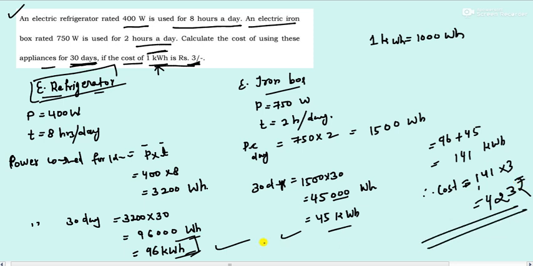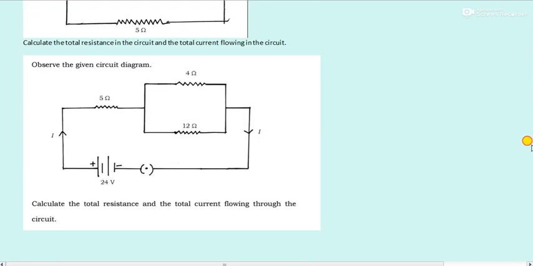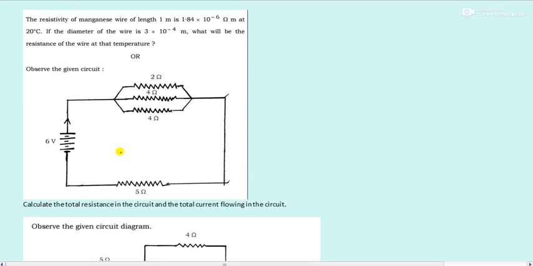Understood? I hope it's clear. It's very easy, just you have to understand and solve it. Your math should be good, only then you can solve this. Okay, moving to the next question. Next we'll move to the next set of questions. Okay, these are exam questions and they're very easy.